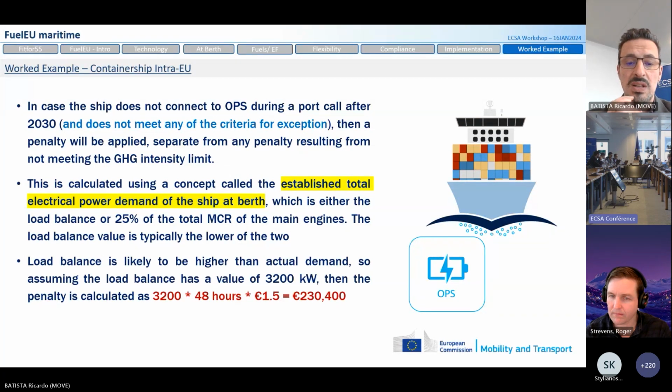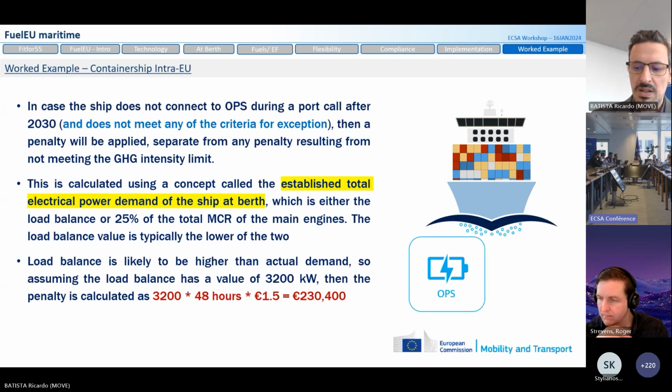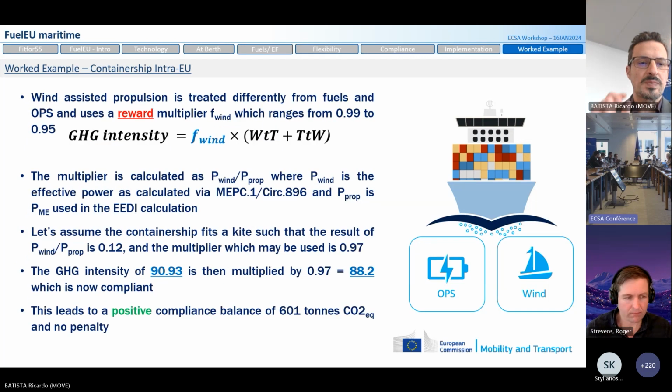25% may be quite exaggerated for your specific ship type. In the case of a container ship, for instance, it can be quite exaggerated. The load balance is likely to be higher than actual demand. So assuming a load balance of 3,200 kilowatts, the penalty is calculated to an amount of more than 230,000 euros, based on the penalty calculation in the regulation. So before 2030, from 2025 to 2030, OPS is an opportunity. Think about it. From 2030 onwards, it's an obligation for this specific example that I have in the presentation.